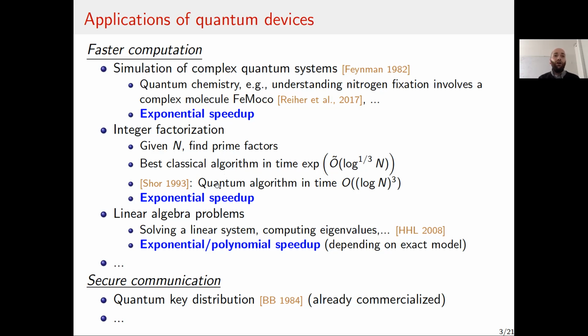There are also other classes, for example problems in linear algebra, like the very fundamental problem of solving a linear system or computing the eigenvalues of a given matrix. There's lots of work in this direction, especially in the last few years. For such problems, depending on the exact problem and the exact formulation, we usually have either a polynomial speedup, or sometimes in some very specific models, an exponential speedup.